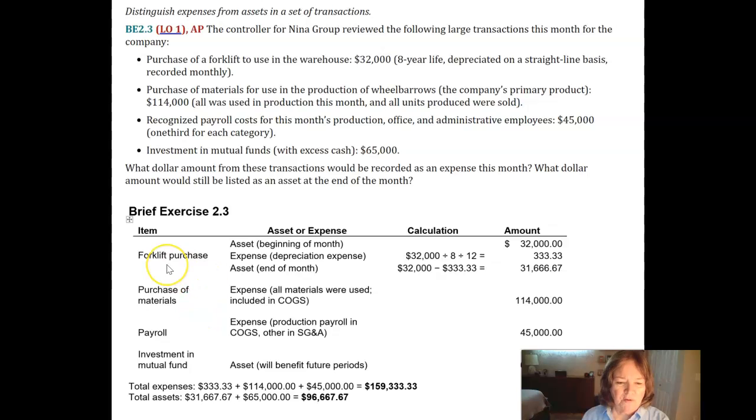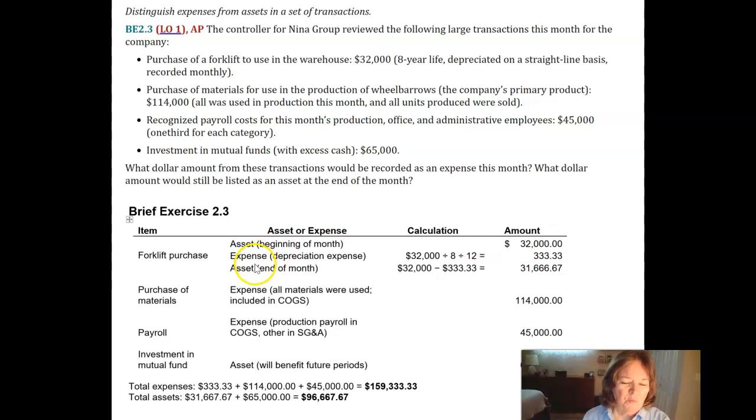So the first one with the forklift, we would have purchased it for $32,000, and that would be the asset. Okay, the cost would be in there. Depreciation expense would be $32,000 divided by 8 years divided by 12 months, $333.33. The asset at the end of the month would be the $32,000 minus the accumulated depreciation, or $31,666.67.